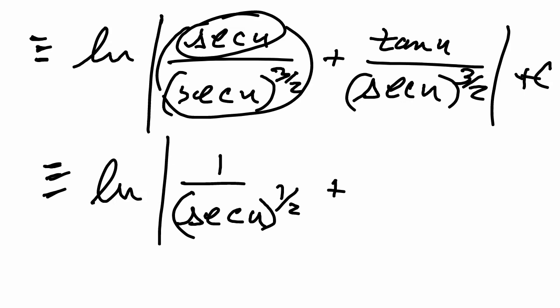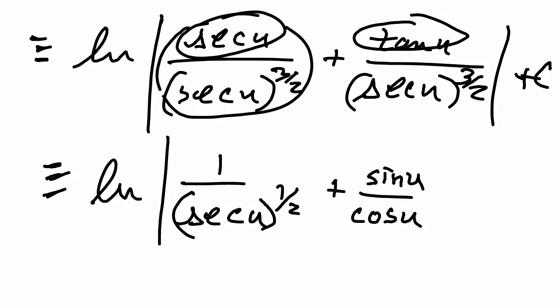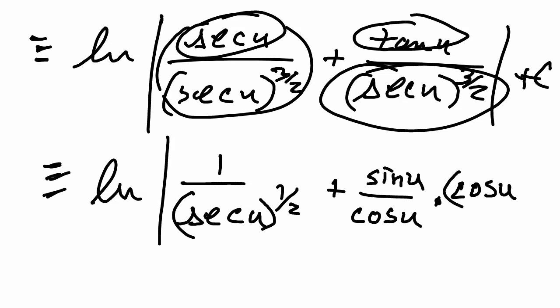Well, I'm going to rewrite this a little bit. I'm going to rewrite tangent of u as sine u over cosine u. So I'm also using trig rules. And then secant is 1 over cosine, right? So this part is 1 over cosine u to the 3/2, which since it's in the denominator, I can actually write as cosine u to the 3/2 in the numerator, because secant is 1 over that. So when it's in the denominator, that's going to put that cosine up top. And then, of course, I got the plus c as well.